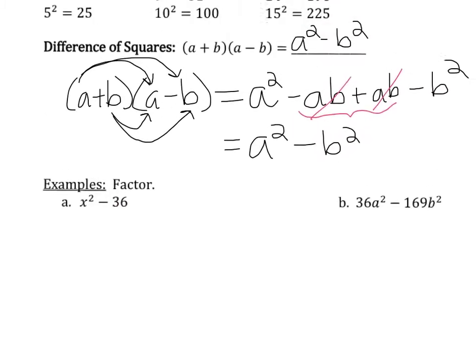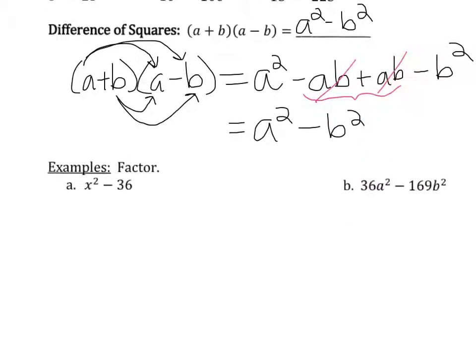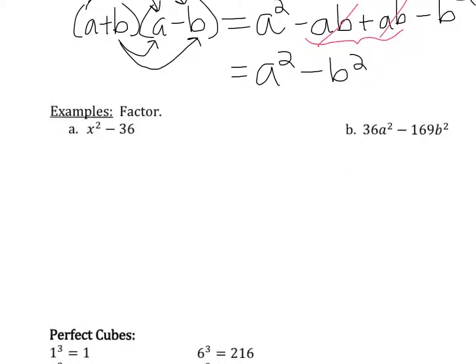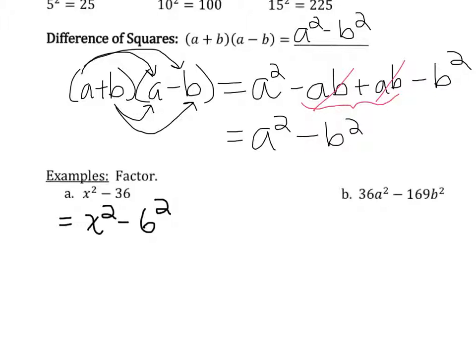Remember, I told you to memorize these numbers here. Notice that 36 comes from 6 squared. And so what I can really do here is write this as x squared minus 6 squared. And now I can see that this is almost perfect for my formula, right? Instead of a here, I have an x. Instead of a b here, I have a 6.